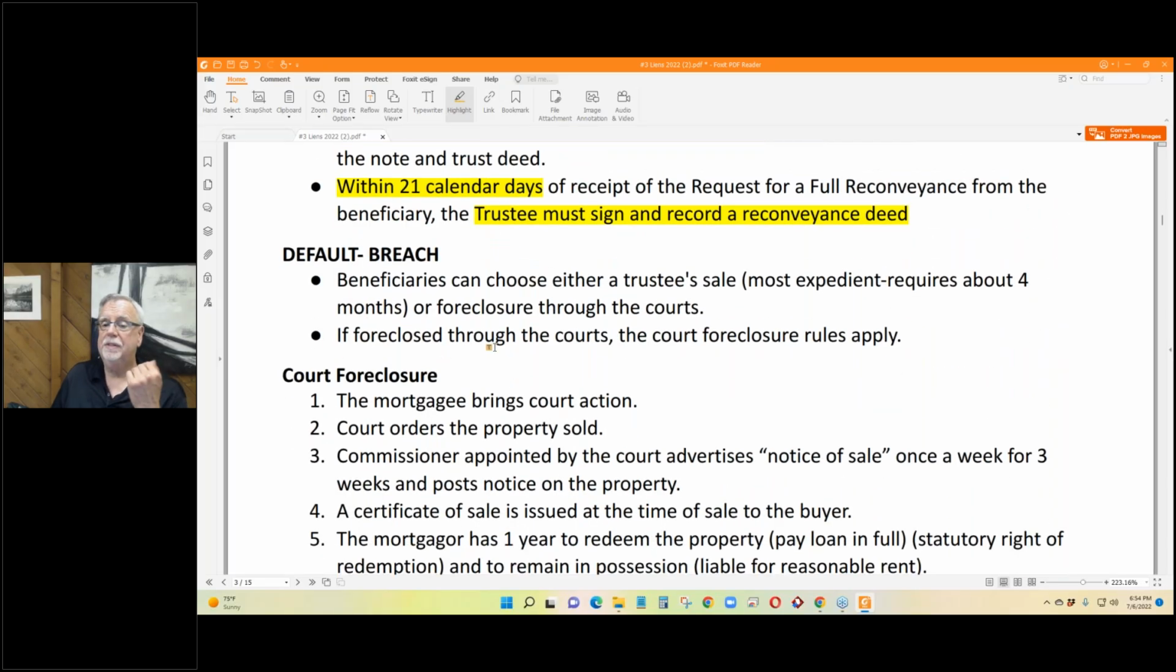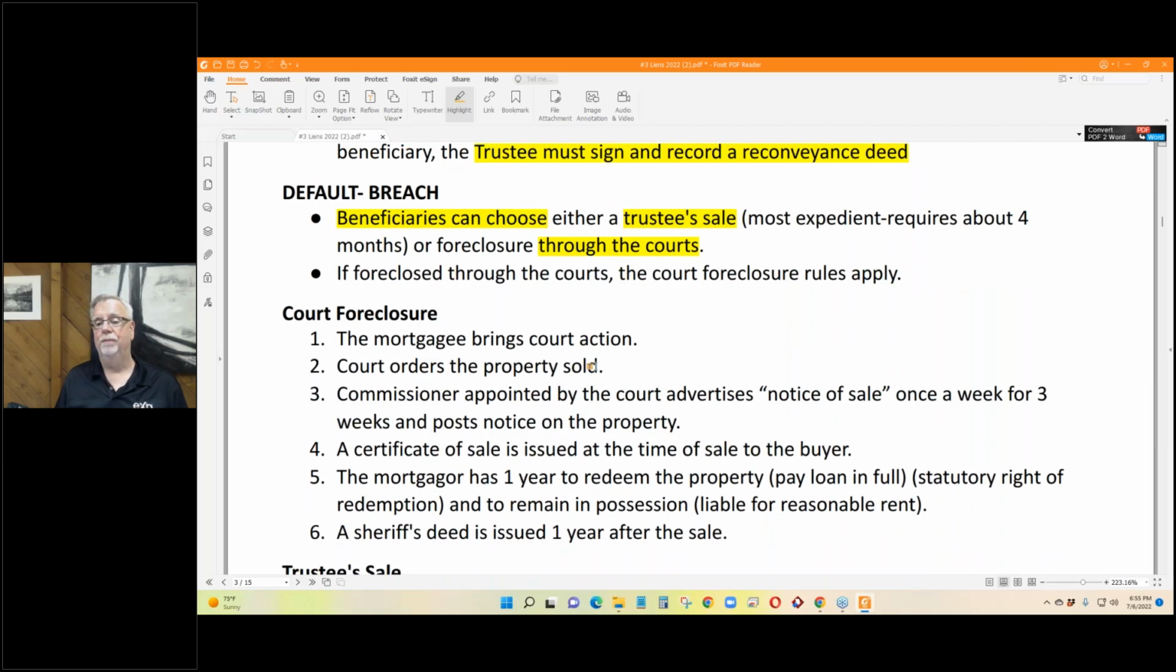What happens if you don't pay off a trust deed? Beneficiaries can choose. They get a choice in the trust deed. They could go with a trustee sale, which is quick and doesn't take very long, about 4 months, or they could go through the courts. I'll explain why you might want to go through the courts. If they go through the courts, the court foreclosure rules would apply.